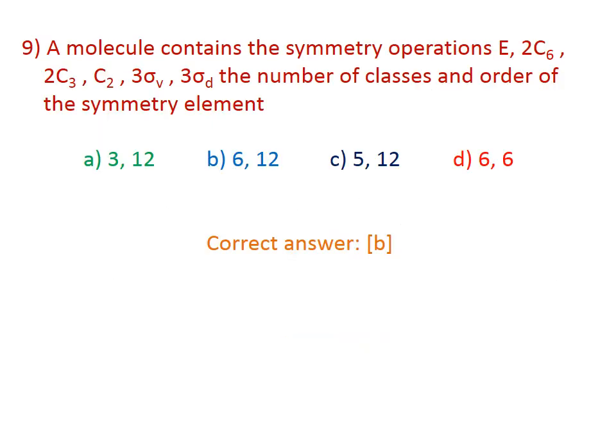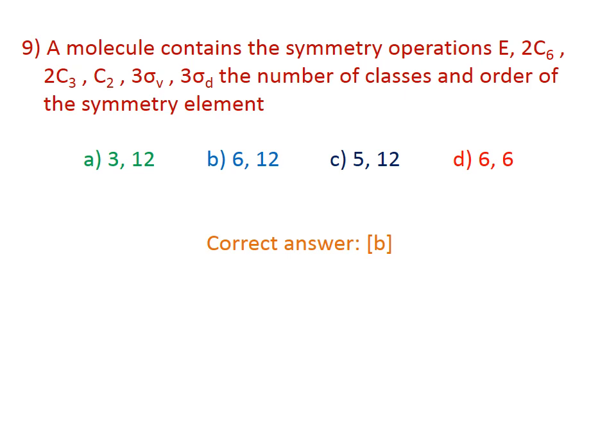Question number 9. A molecule contains the symmetry operations E, 2C6, 2C3, C2, 3 sigma V and 3 sigma D. What are the number of classes and the order of the group? The number of classes will be equal to the number of symmetry element types: E, 2C6, 2C3, C2, 3 sigma V and 3 sigma D. Therefore, the number of classes is 6.